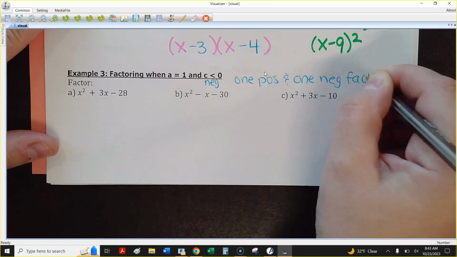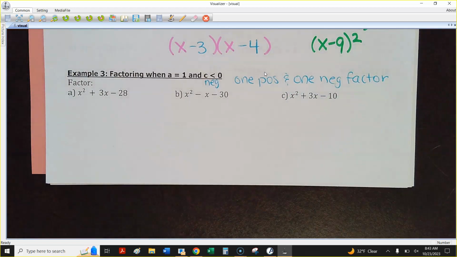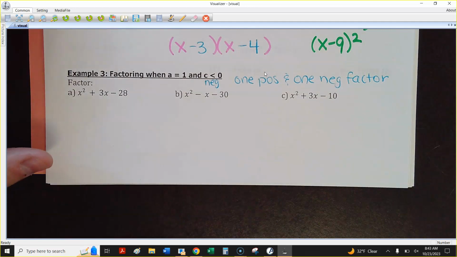So these can be a little bit trickier to find out the combination that you need. Like one of them will be a plus and one of them will be a minus. And so you might have to experiment a little bit to think about what you want to do to make your factors here.